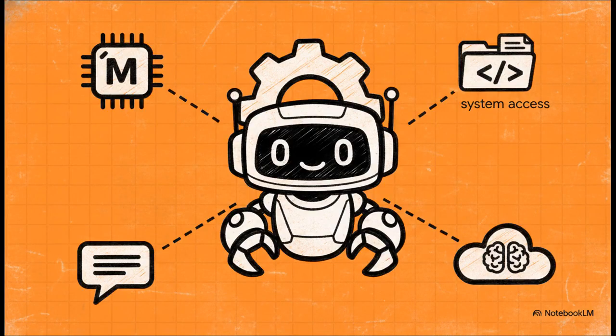The goal is to get Clawdbot installed and running. And this thing is not just a simple chatbot. We're talking about a powerful AI that can act as your personal assistant, running right there on your super fast M4 MacBook Air. It has deep system access, so it can actually get things done.